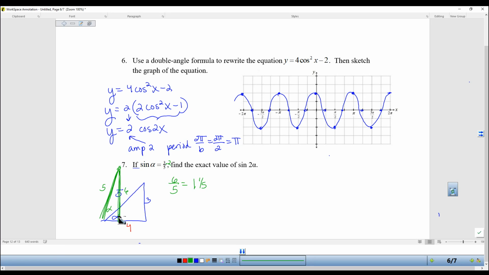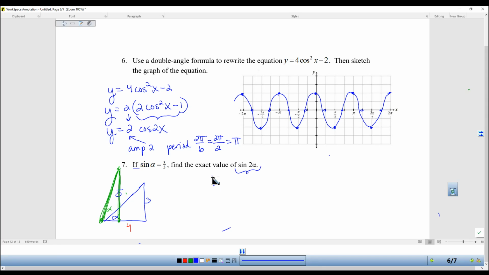The shortest distance is straight across. If you walked a diagonal, that would take longer. So it's not a 6 and a 5. It's got to be something else. So be really careful that you don't just think that you can double it. When you see this, it means you're going to use a double angle formula. That's the only way to do this problem.